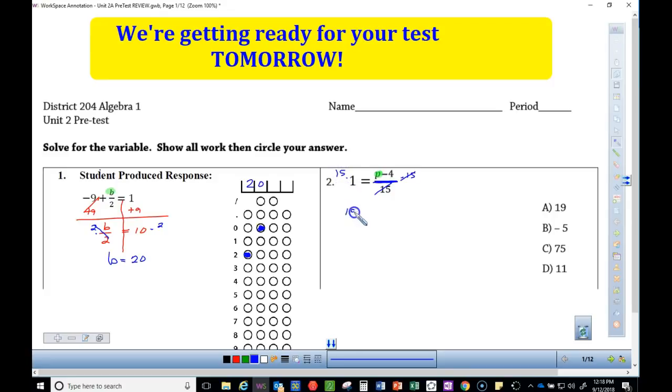So we'll multiply by 15 to get rid of that dividing, and we'll multiply this side by 15. So then we end up with 15 equals p minus 4. So this fraction went away. And now we can just add 4 to both sides to get that p alone. So we end up with 19 equals p.